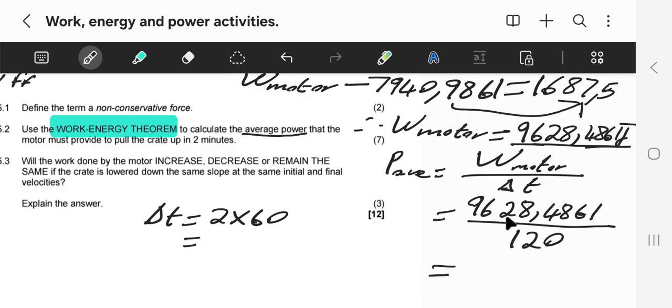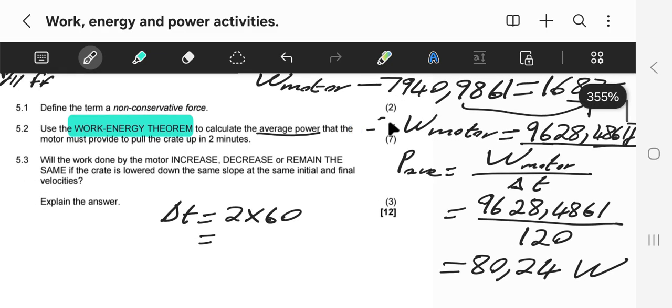And when I find my average power, then I will say 9628,4861 divided by 120. And the answer I'm getting for my average power is 80,24 watts. That is the unit to measure power. So that's how you are supposed to approach 5.2, guys.